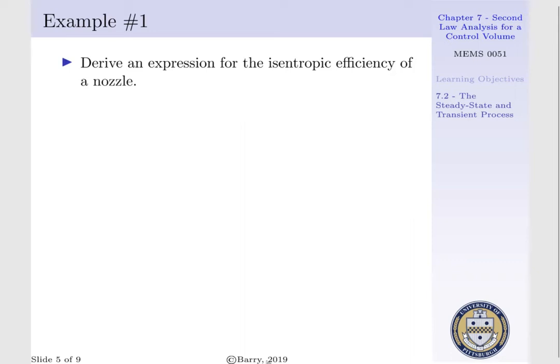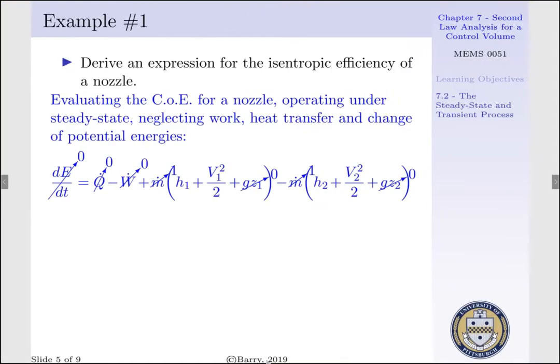Let us derive the expression for isentropic efficiency for our nozzle. We'll begin by evaluating the conservation of energy equation for a nozzle operating under steady state. We're going to neglect work, heat transfer, and the changes of potential energies.